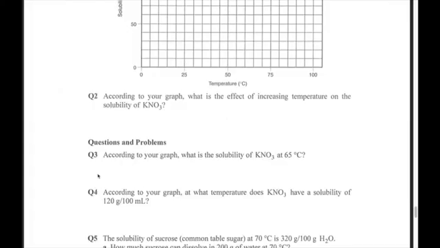In the case of questions 3 and 4, you are making readings from your graph, using your line of best fit. Please don't use any actual data points. Use your line to make these readings.